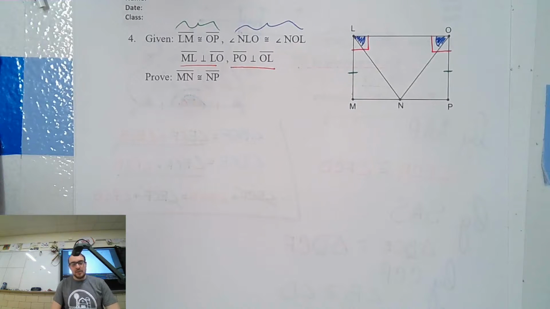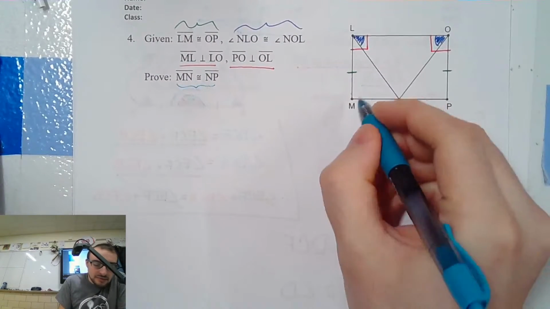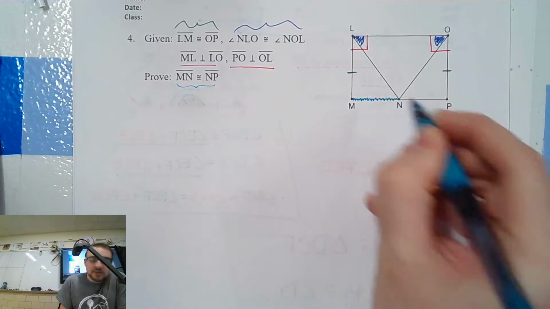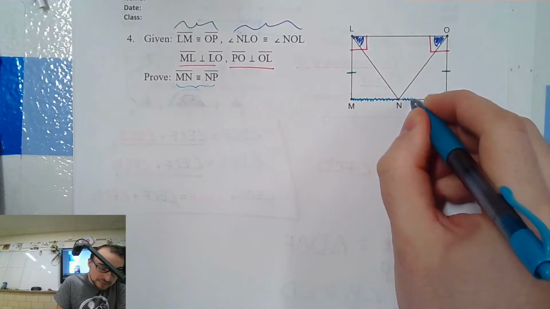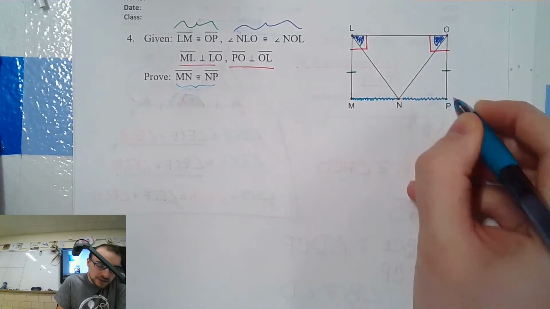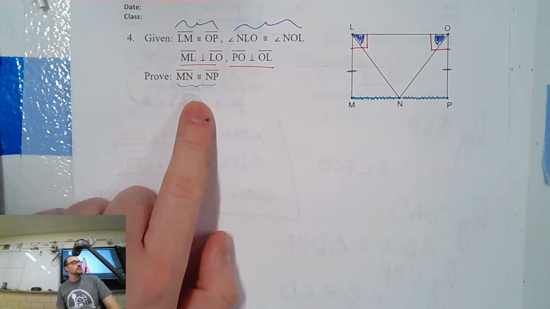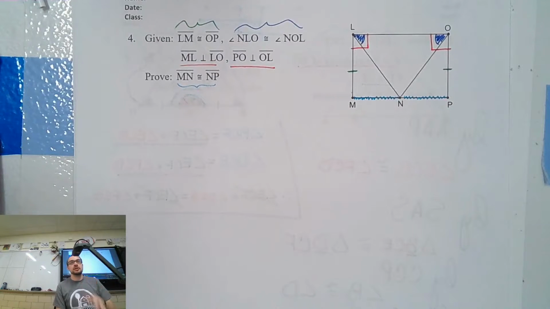So we're trying to prove MN and NP together. Don't do this, but I'm going to do it. I'm coloring these in so you know which segments we're talking about. We're talking about this segment right here, and NP is this segment right here. I'm not saying they're congruent because that's not given to us. That's what we're trying to prove. So we don't know that they're congruent yet, but that's what we're trying to get to. Does everybody see our target?